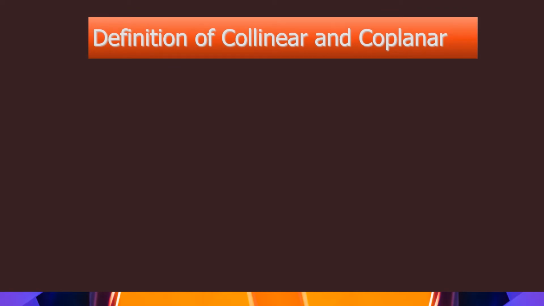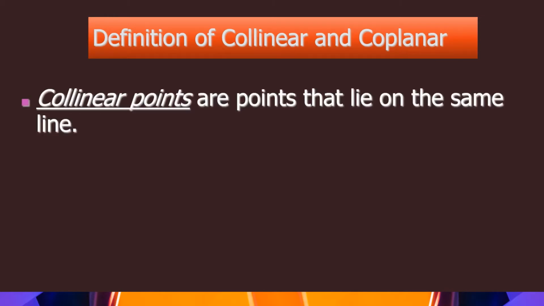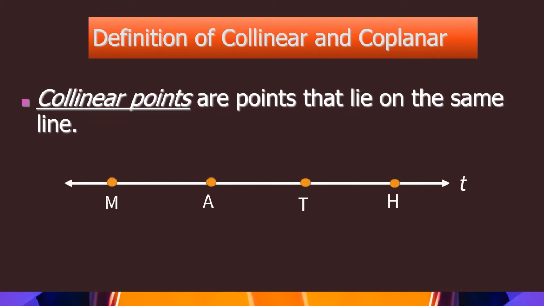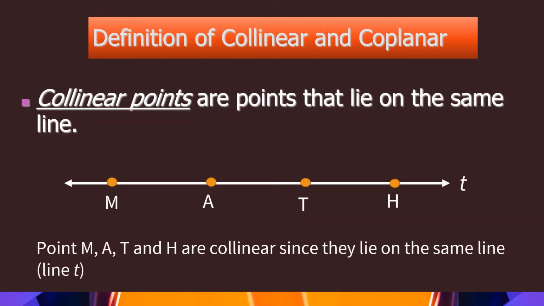For example, we have to define collinear and coplanar. Collinear points are points that lie on the same line. For example, we have line T. Points M, A, T, and H are collinear since they lie on the same line, which is line T, meaning yung point M, point A, point T, and point H ay nasa iisang line. That's why they are called collinear points.